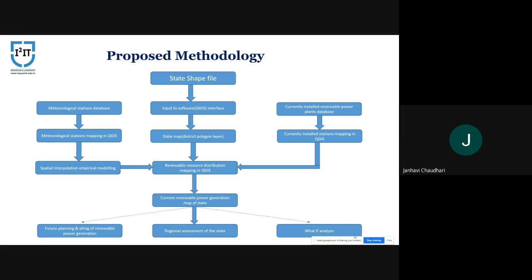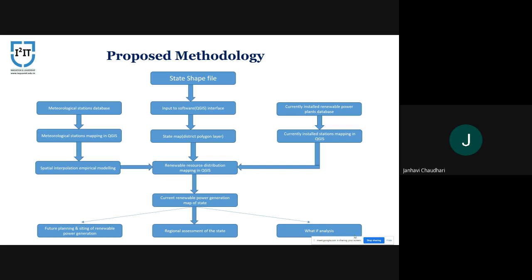The next part is the proposed methodology. The district shape file of Maharashtra state is taken as the first input to the QGIS interface. This shape file may be created in a C++ environment or may be directly downloaded. The shape file contains the location attribute and area of these 35 districts.